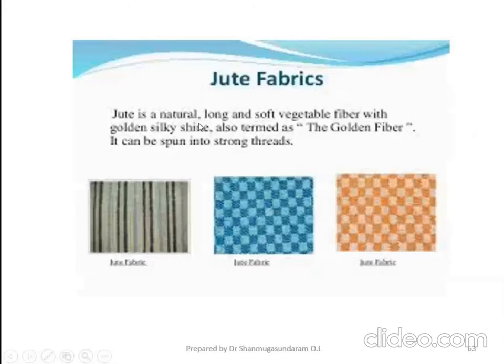So jute is a natural fiber, a long and soft vegetable fiber with a golden silky shine, also termed the golden fiber. Why is it called the golden fiber? The color of the fiber is golden. So that is the reason why jute fiber is called the golden fiber. It can be spun into yarn. The yarn has strong tensile strength.